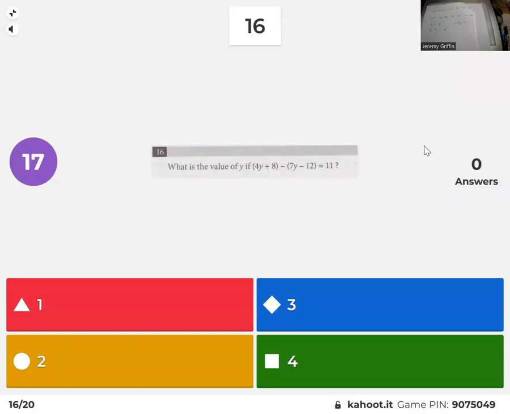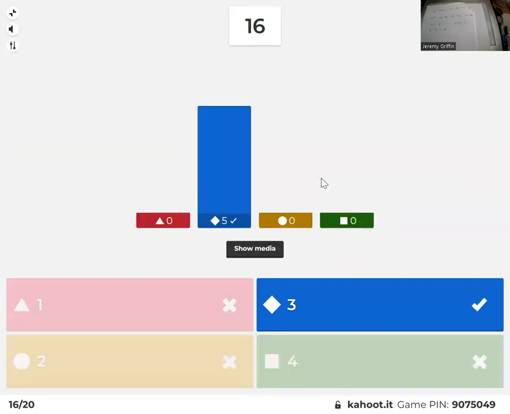What's the value of y? See if we can go through this. 4y minus 7y is negative 3y. 8 minus negative 12 is 8 plus 12, which is 20. So subtract 20 over and that gives you negative 9. So negative 3y is equal to negative 9. So you guys thinking 3?